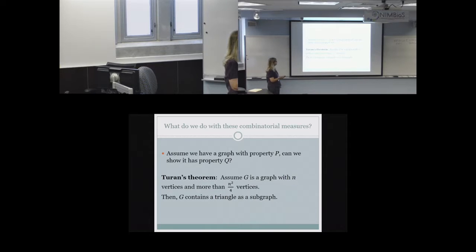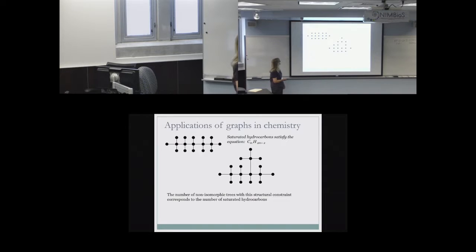So something as simple as: it has n vertices, whatever n is, and correspondingly n squared over 4 edges. If you know it just has those two things, then you know it has a triangle as a subgraph. That's sufficient to show that. Different kind of graph theory.